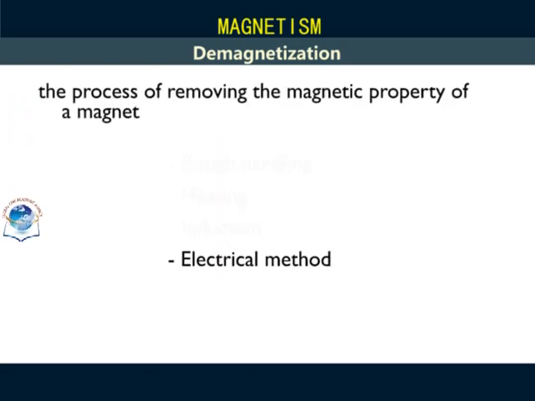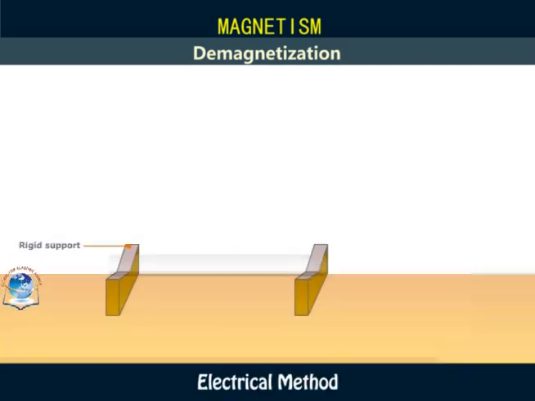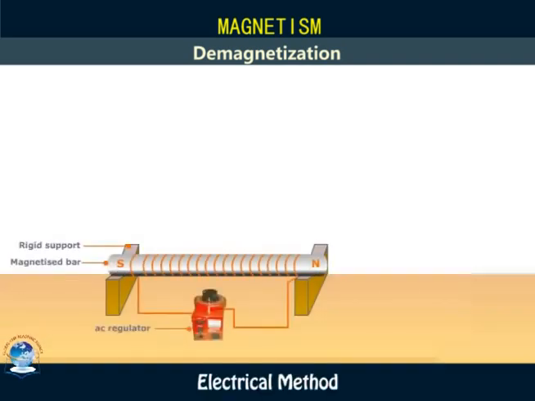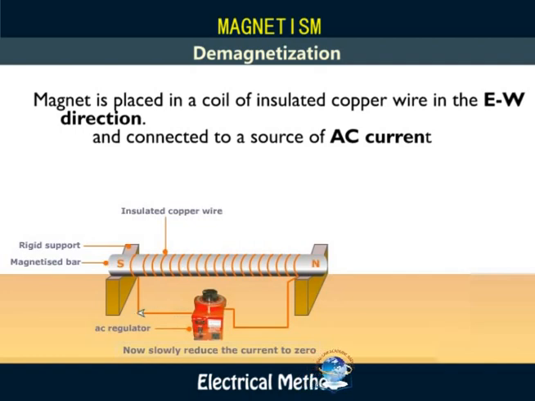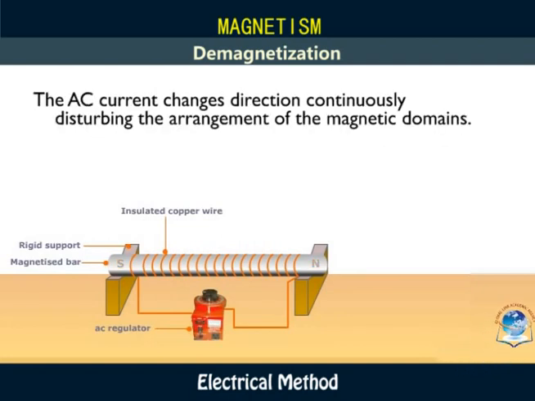Finally, the electrical method. The bar to be demagnetized is placed inside a long coil of insulated copper wire in the east-west direction. The wire is connected to a source of alternating current. The circuit is closed and the current slowly reduced to 0. The magnet loses its magnetism as alternating current changes direction continuously. This changing of direction of the current disturbs the alignment of the magnetic domains, resulting in demagnetization.